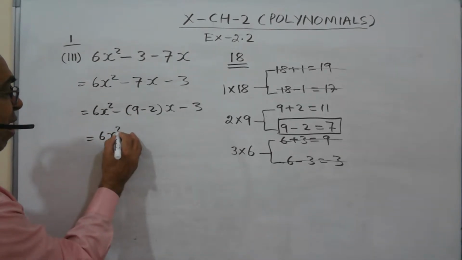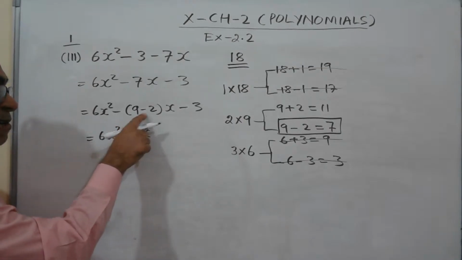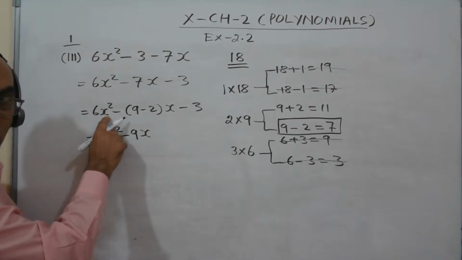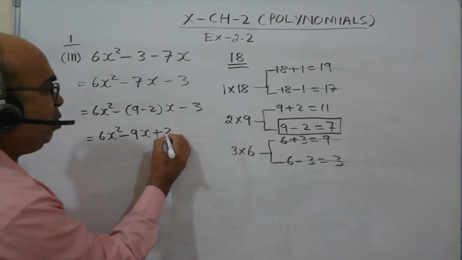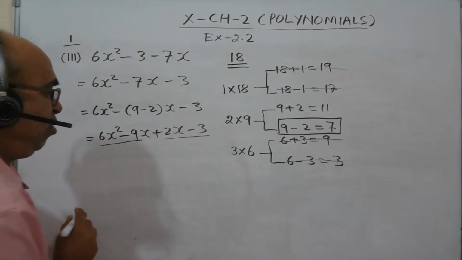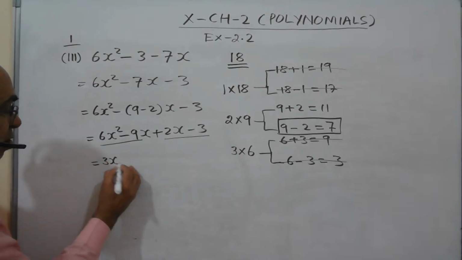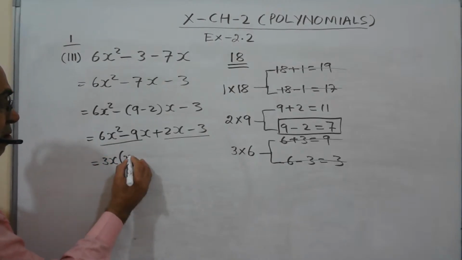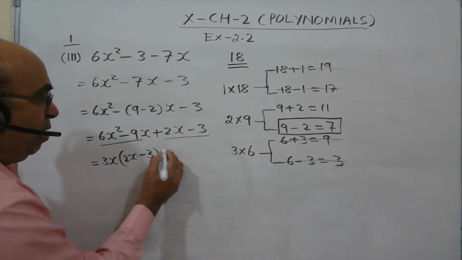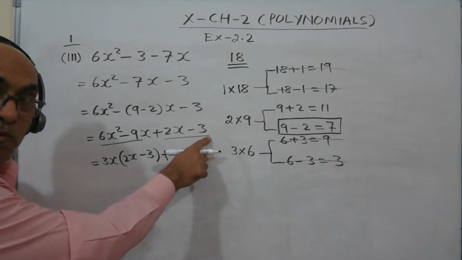So 6x square minus 9x. See, look here, minus 9x, minus into minus is plus. Mostly students make mistakes while opening this bracket. So plus 2x minus 3. Now take common here. What is common here? 3x is common. So 3 2s are 6x minus 3 3s are 9. x is common here, and here we have to write plus 2x minus 3.